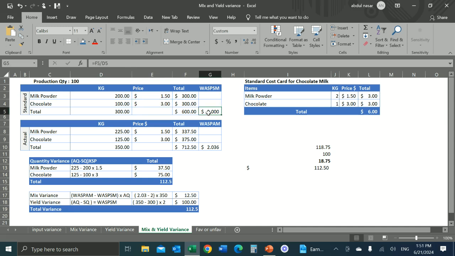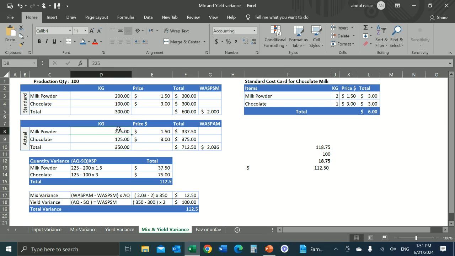Again, you don't have to do all those things. You can just take the total cost divided by the total quantity. This is what your standard cost is, and here you will get the weighted average standard price of standard mix. We have to remember in every case we are taking the standard price only. The only difference is here we are taking the standard mix and here we are taking the actual mix.